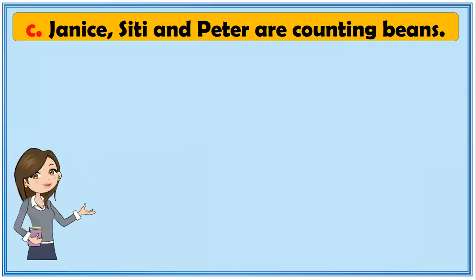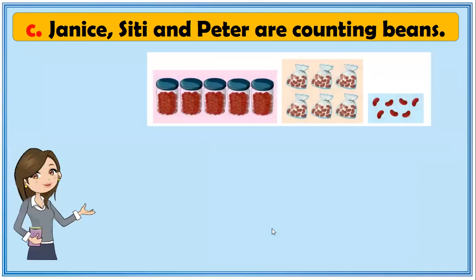Now let's proceed. So in this illustration, how many jars of beans do we have? All right, so we have here 1, 2, 3, 4, 5. And again, each jar contains 100 pieces of beans. Therefore, this jar contains 500 pieces of beans.